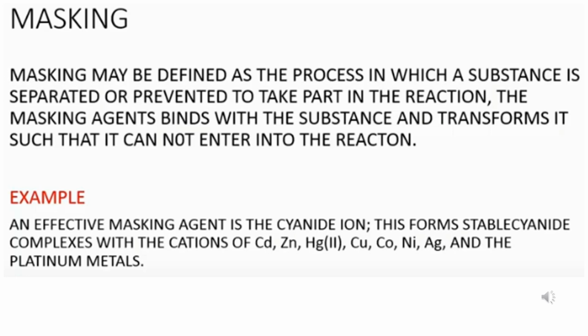So an example of a masking agent is cyanide ion, and this forms stable cyanide complexes with cations of cadmium, zinc, mercury, copper, cobalt, nickel, silver, and the platinum metals.